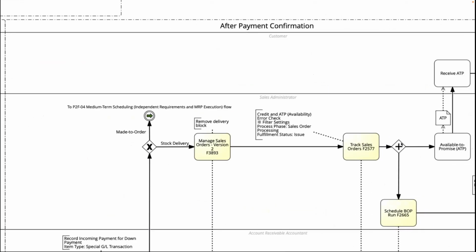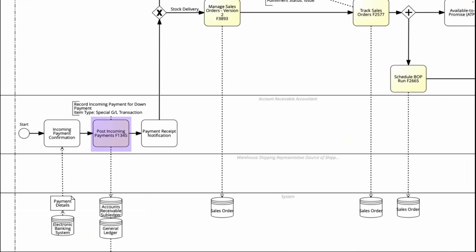Let's start the after payment confirmation section of the flow. When the customer submits the down payment, the account receivable accountant records it in SAP using the Post Incoming Payment app. At this stage, the payment is registered, but it is not yet cleared against an open invoice.